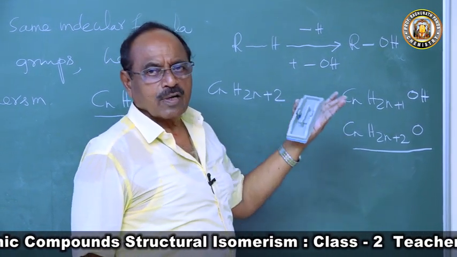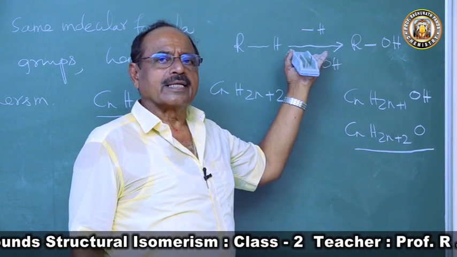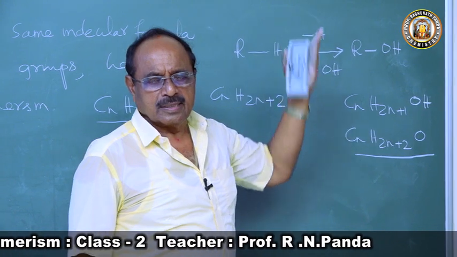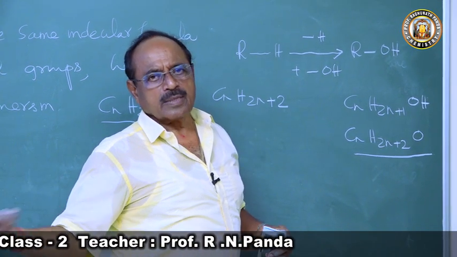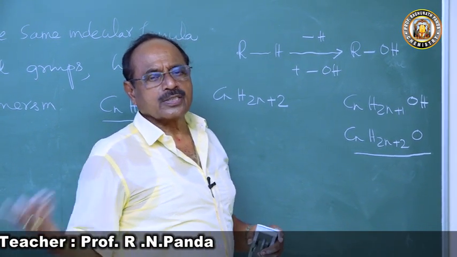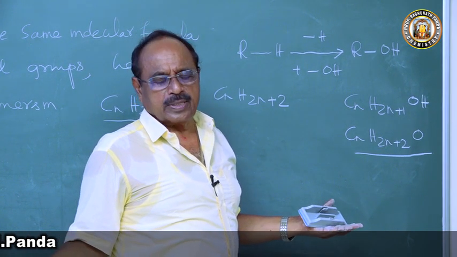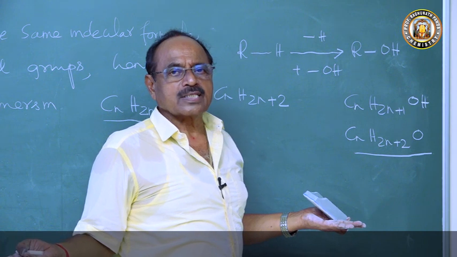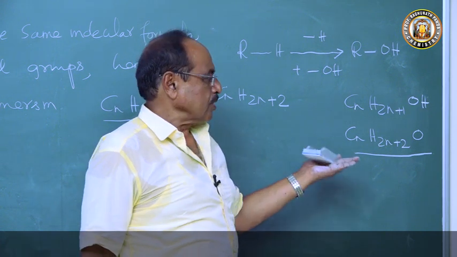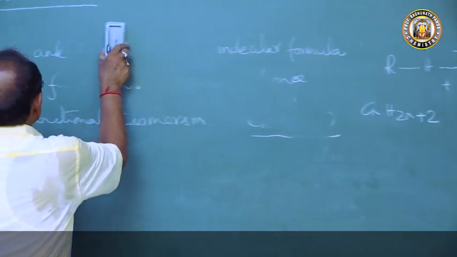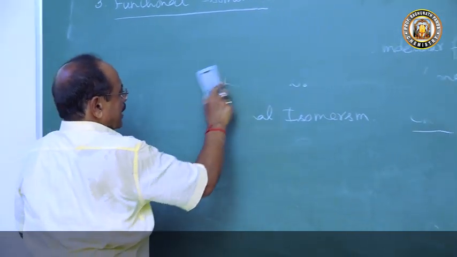So I don't need to remember the formula. The moment I say alcohol, I know all organic compounds are derivatives of hydrocarbon. I write the hydrocarbon RH, the functional group is OH, so I remove H and put OH. So I get ROH. RH is CnH2n+2, so R is CnH2n+1 and OH. So CnH2n+2O. Now let's take an example of functional isomerism.